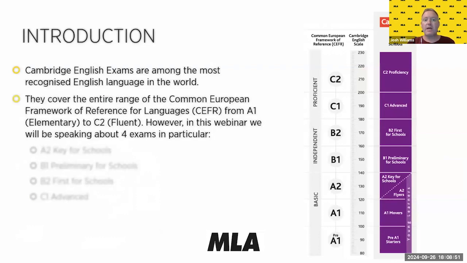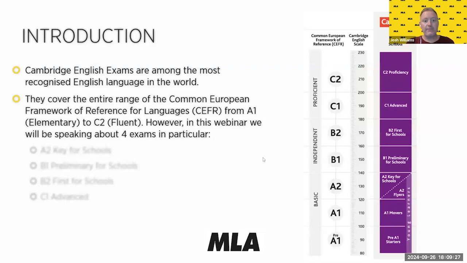They cover the entire range of the Common European Framework of Reference for Languages, often known as the CEFR. These are the levels you can see on the right, going from A1 to C2. I hope you're familiar with those because we'll be referring to them a bit. We start very low at A1, which in the past we might have called elementary, and go up to C2, which is pretty much fluent. These are for when you've got a very high level of English.